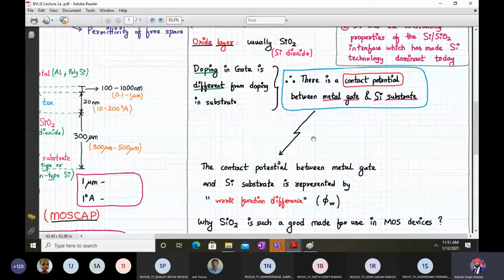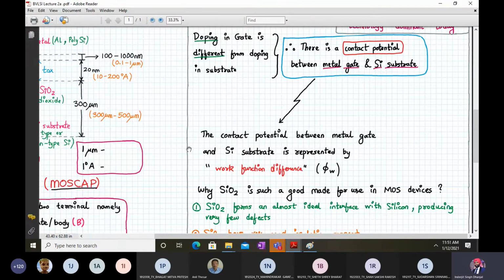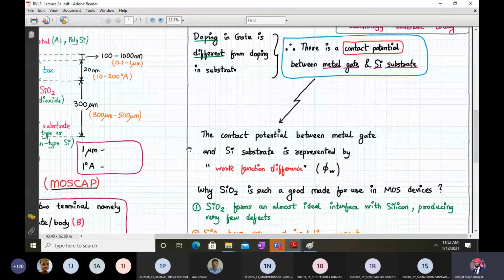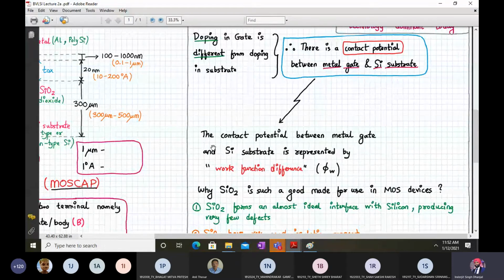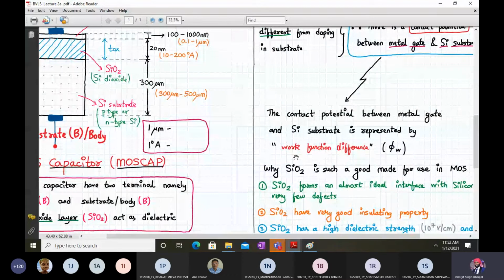Okay. So there is a contact potential existing between the metal gate and the silicon substrate because of their doping level differences. This contact potential between the metal gate and the silicon substrate is represented by the work function difference, phi w. So we will come back to this work function difference when we study semiconductors with the help of energy band diagrams.